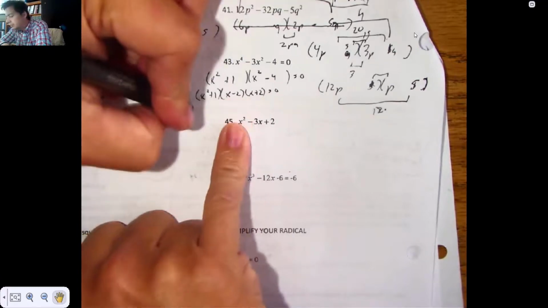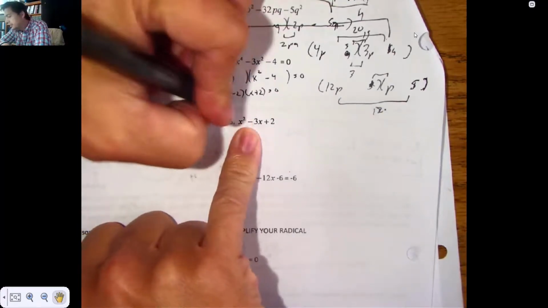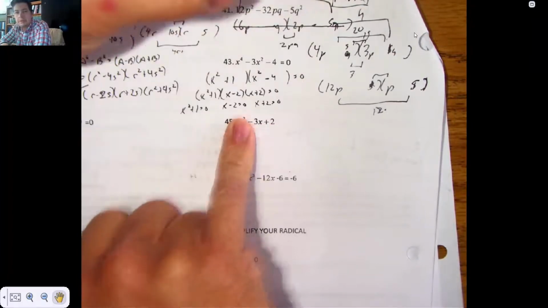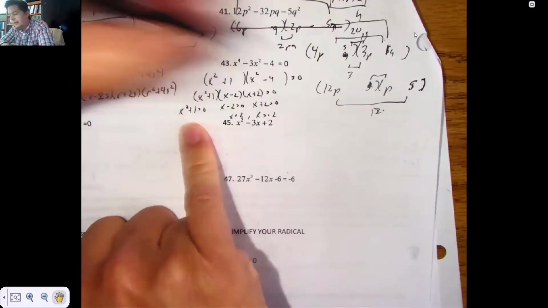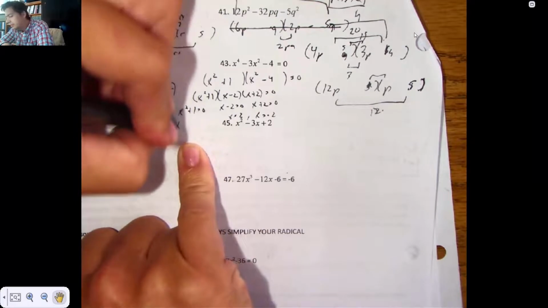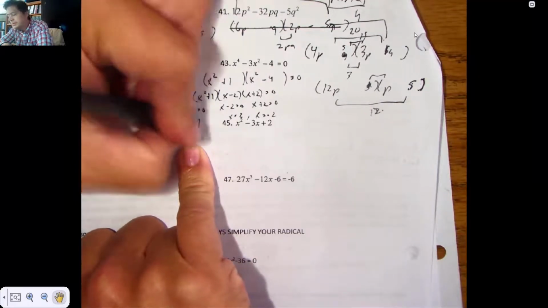X squared plus 1 is 0. X minus 2 is 0. X plus 2 is 0. So these two right here where my pinky fingers are, they're easy. That's x is 2, and that's x is negative 2. And believe it or not, you guys already know about this one. If you subtract the 1, you get that x squared is negative 1.